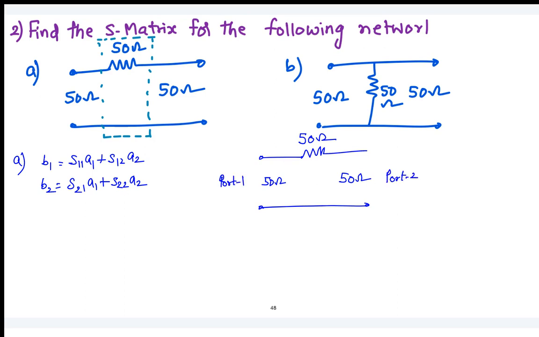Listen here, this is very important. Suppose I want to find out the value of S11. The S11 value will be equal to B1 by A1, provided A2 is equal to 0. Let me represent it like this. This is my A1 and this is my B1 at port 1, and A2 is something like this and this is your B2.